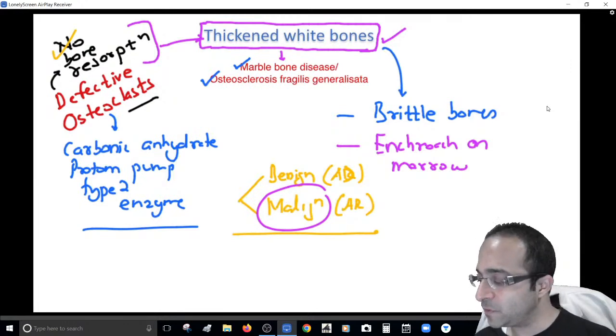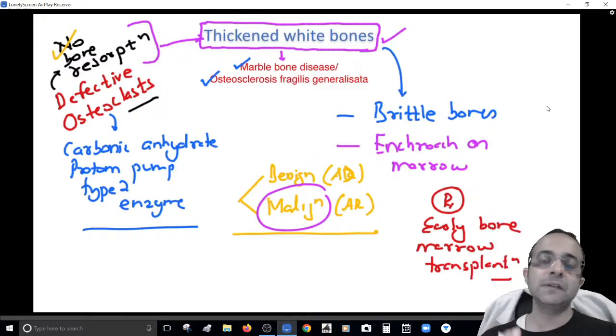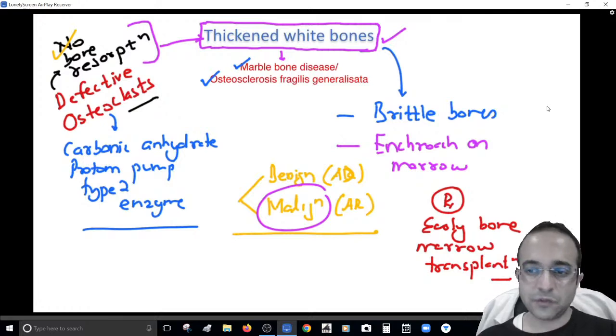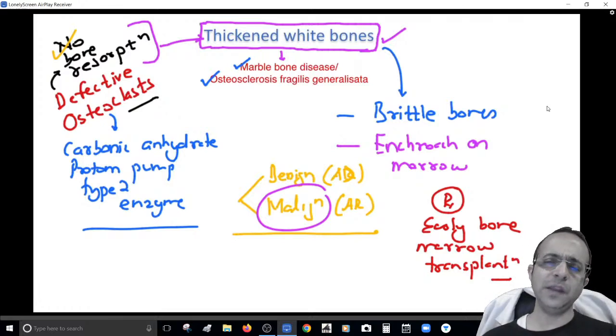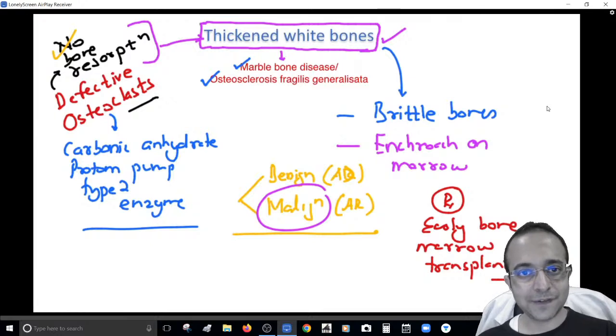When such a scenario is encountered, for treatment what you need is an early bone marrow transplantation. With early bone marrow transplantation, you are able to give that person a chance to live. Otherwise, in the benign form you can still lead a life. The malignant form is very dangerous, so early in life you have to prepare this infant for a bone marrow transplantation.